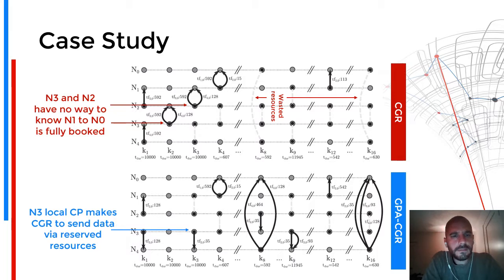So, if we look at CGR on the top, we see that nodes 3 and 2 believe that the best way of getting to the ground station, which in this case is N0, is through N1, which is what CGR typically tends to calculate in this type of topologies. But what they don't realize is that N2 and N1 also have data to N0. And they don't realize it because there is no way for them to know this in advance.